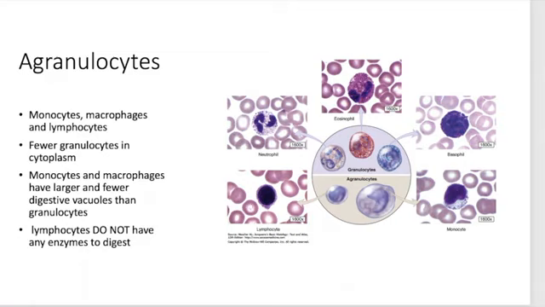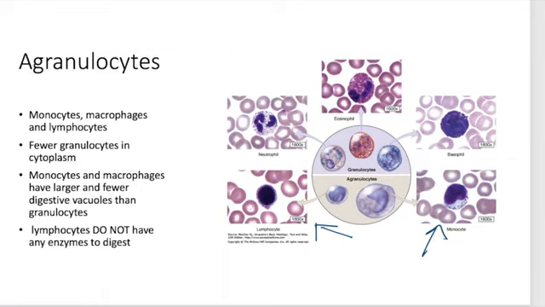Agranulocytes. So the agranulocytes are the monocytes, macrophages, and lymphocytes. So now we're down here and here. So they have fewer granules in the cytoplasm. So you can see the difference between the granulocytes and the agranulocytes. Monocytes and macrophages are larger and have fewer digestive vacuoles than the granulocytes.